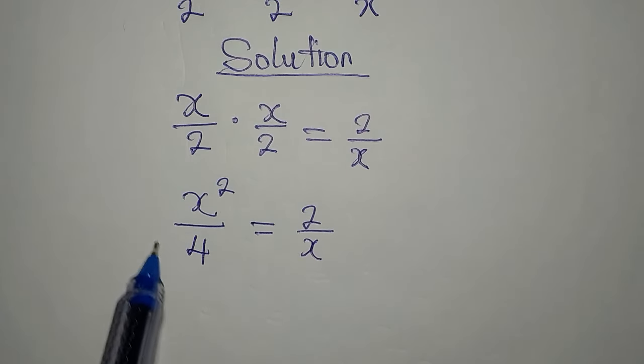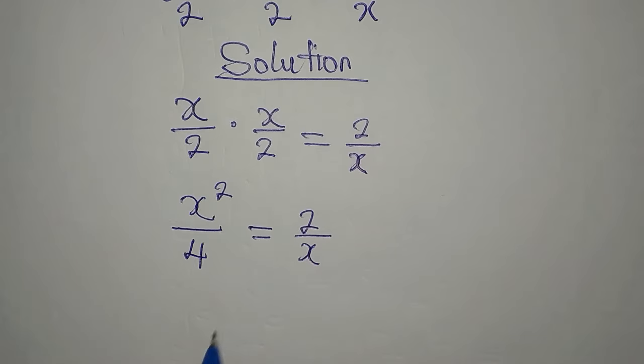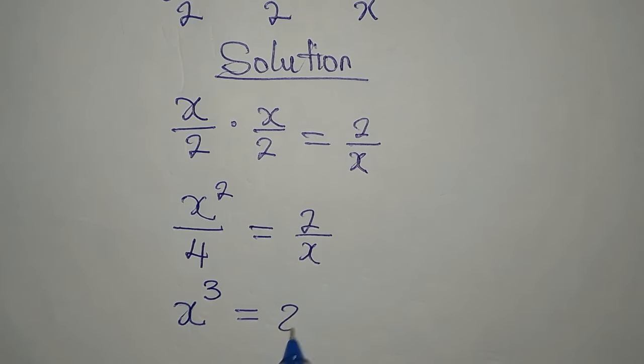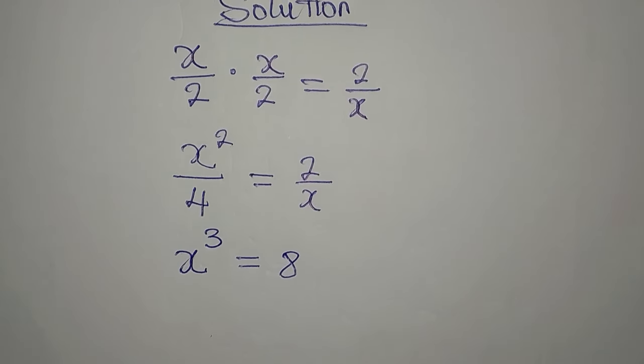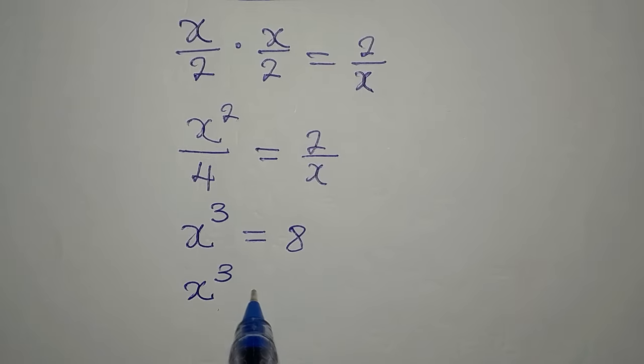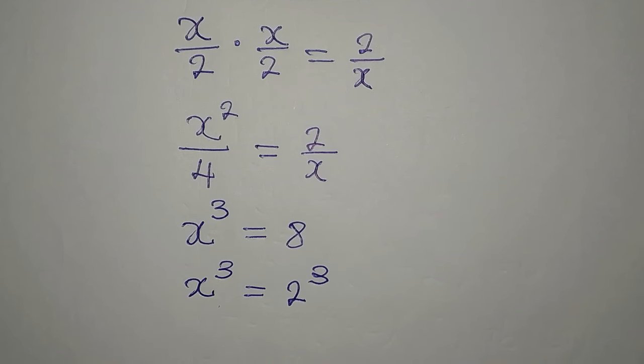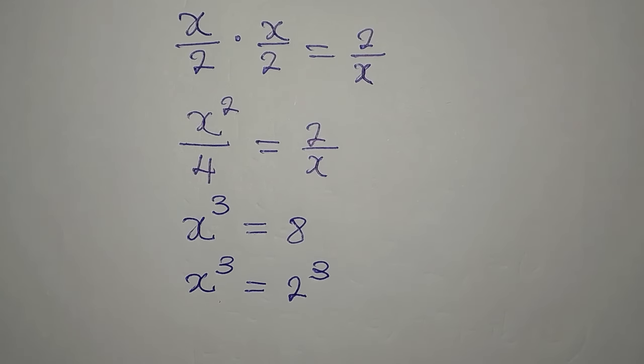Once you have a fraction on the left and a fraction on the right, you can cross multiply, so that this times this will give us x to the power of 3. Then 4 times 2 is 8. Remember, we are solving this completely, right? Now x to the power of 3 is equal to 2 to the power of 3. This is because 2 to the power of 3 will give us 8.